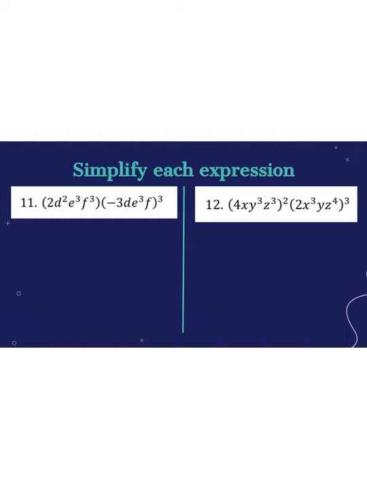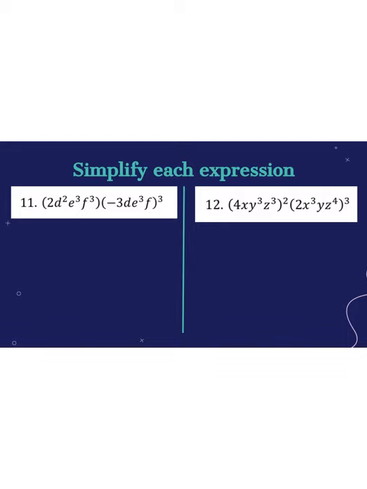Okay, the next one I'm going to look: can I simplify anything in the parentheses? So when I look, I have a D, an E, and an F. So I cannot combine any of that in that first set of parentheses. Okay, and the second set, the one that starts with a -3, I have a D, an E, and an F. So I can't simplify anything in that set of parentheses.